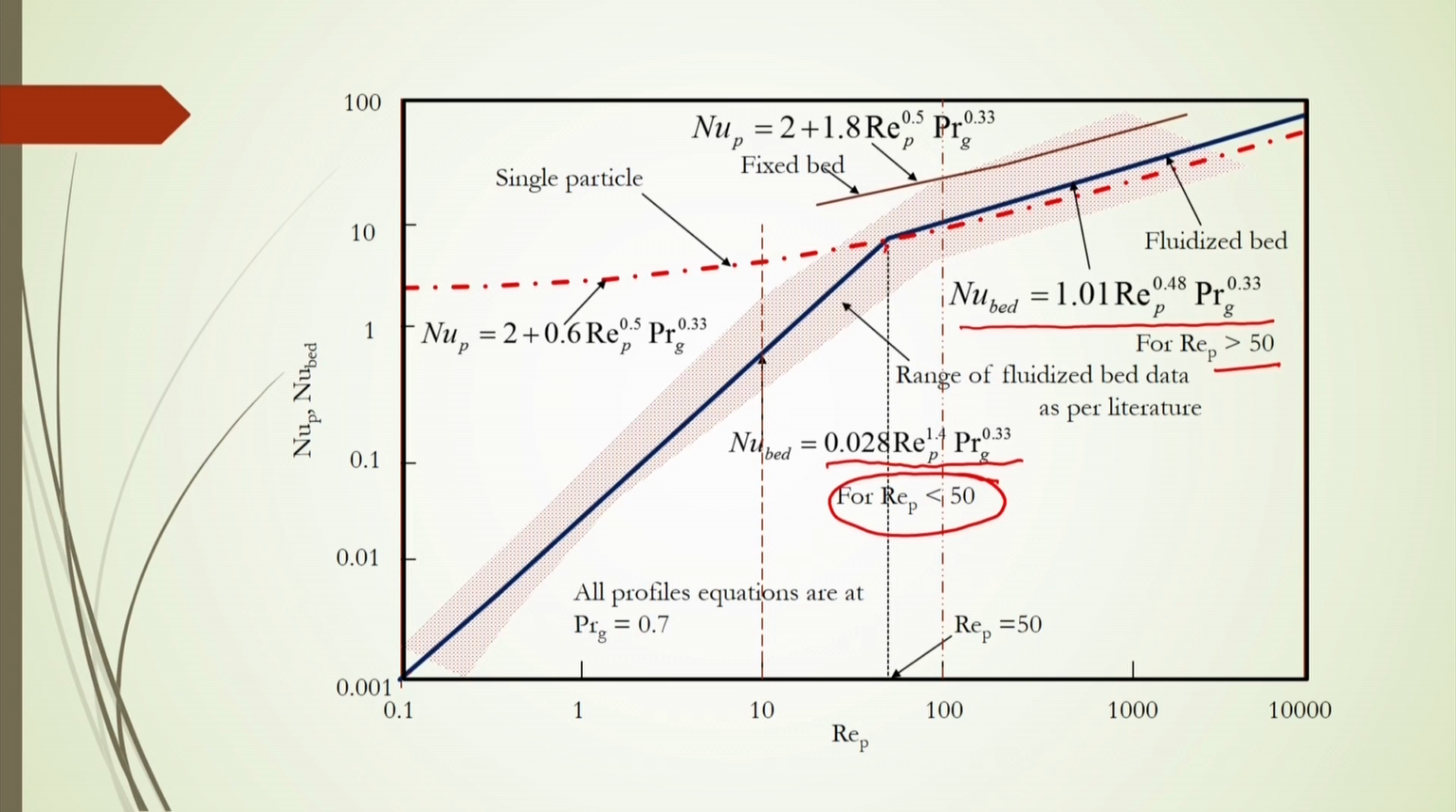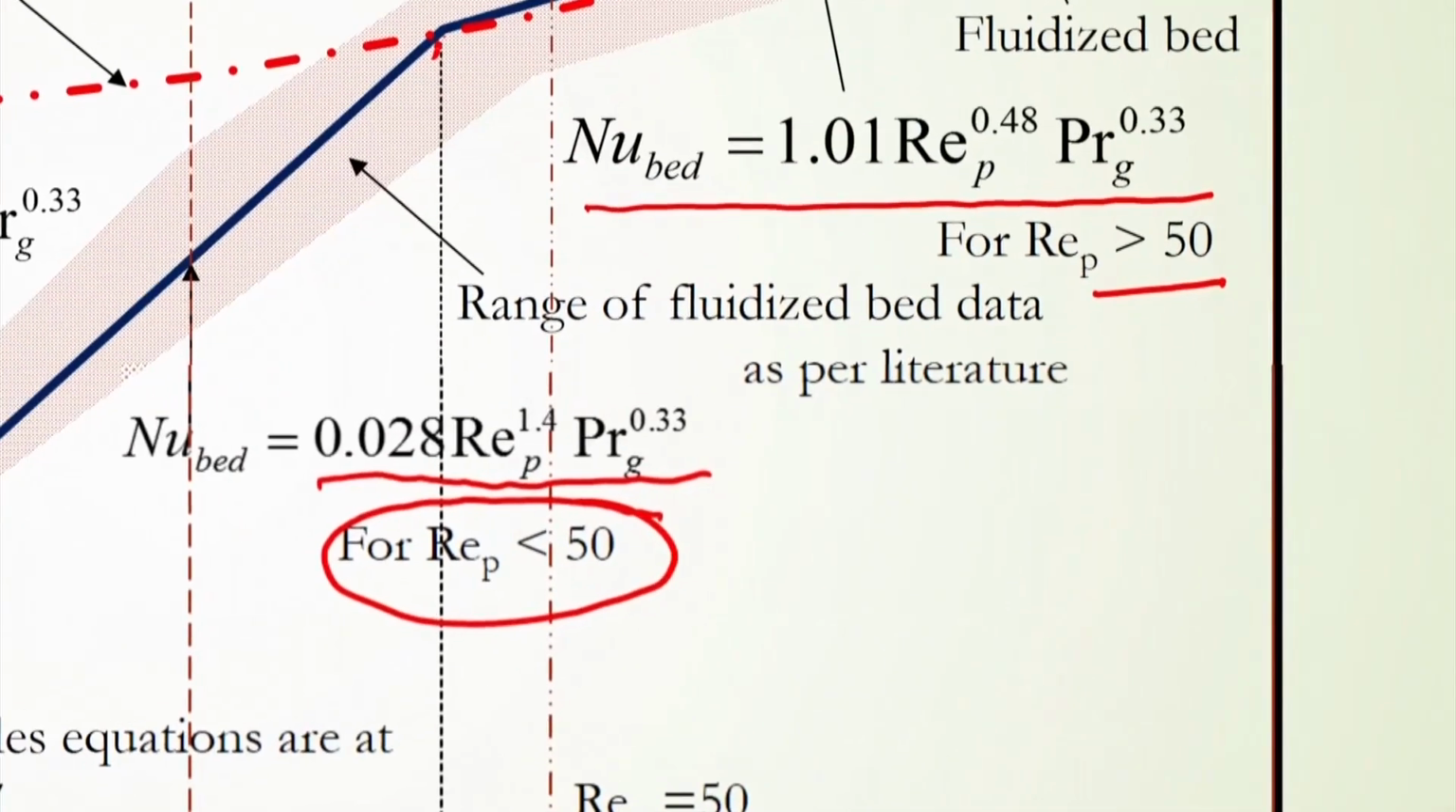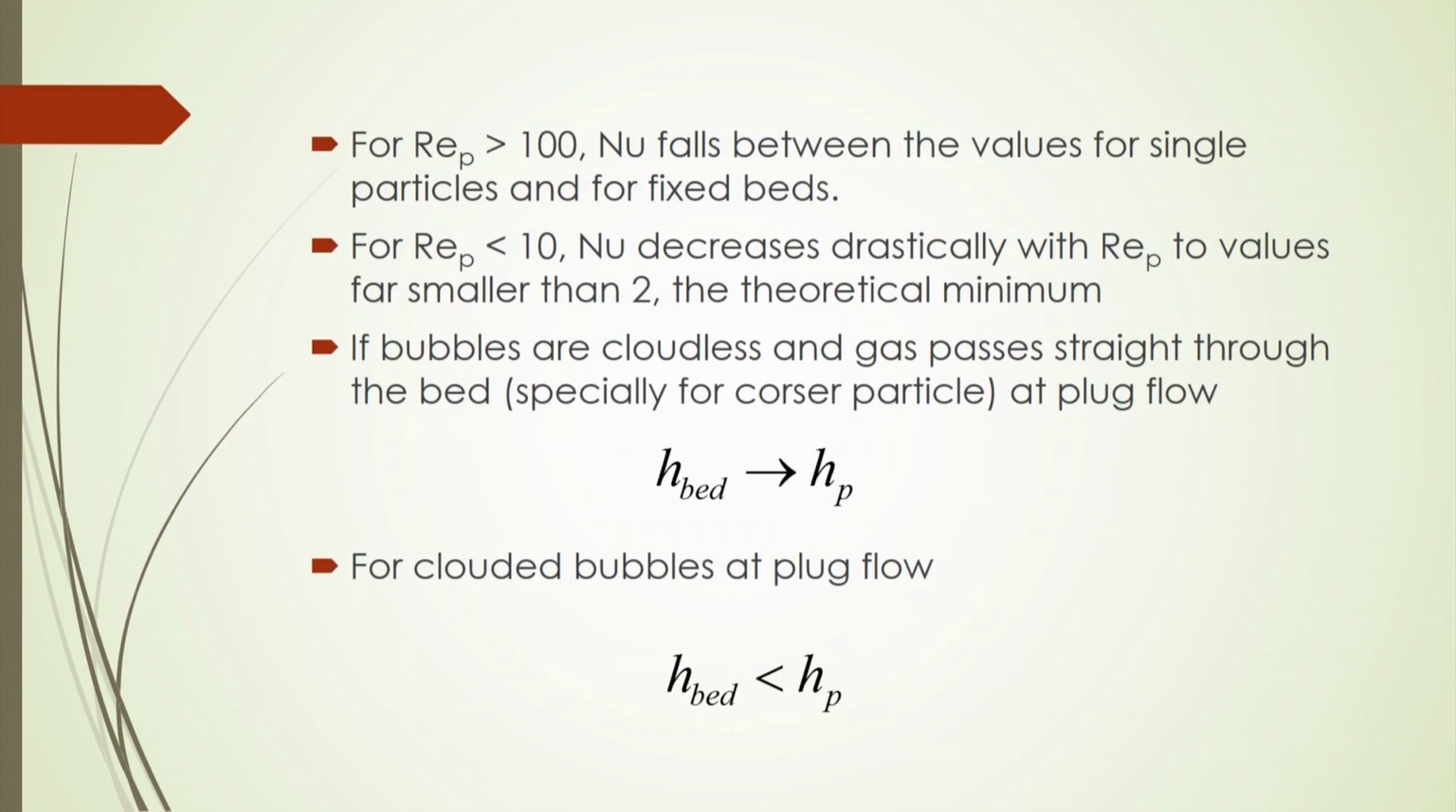So, from this diagram you will know what the flow regime and flow condition will be at which we can get the higher heat transfer coefficient in a fluidized bed. And for Reynolds number greater than 100, the Nusselt number falls between the values of single particles and fixed bed that we have discussed. For Reynolds number less than 10, the Nusselt number decreases drastically with Reynolds number of the particle, to values smaller than 2 here, and the theoretical minimum value is shown.